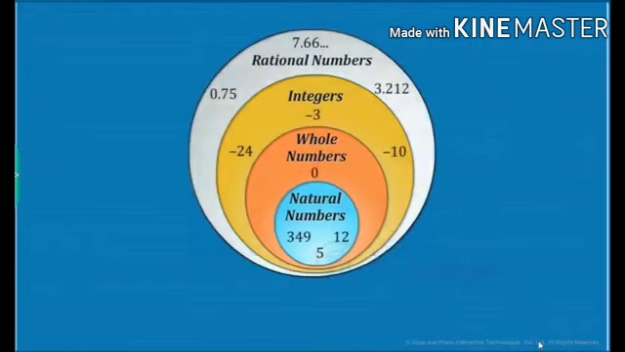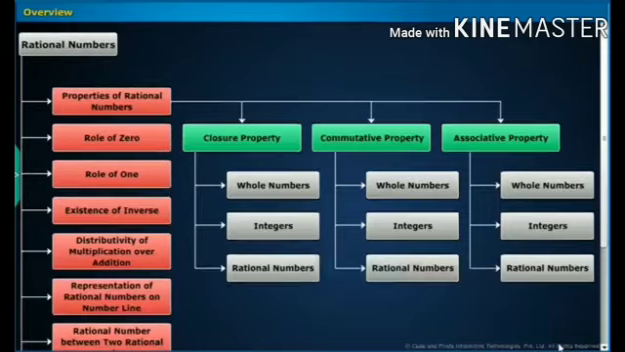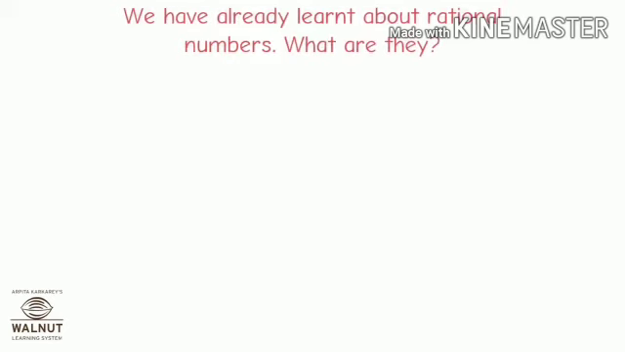Dear students, today we are going to learn about rational numbers. Some properties we are going to cover: closure property, commutative and associative property.